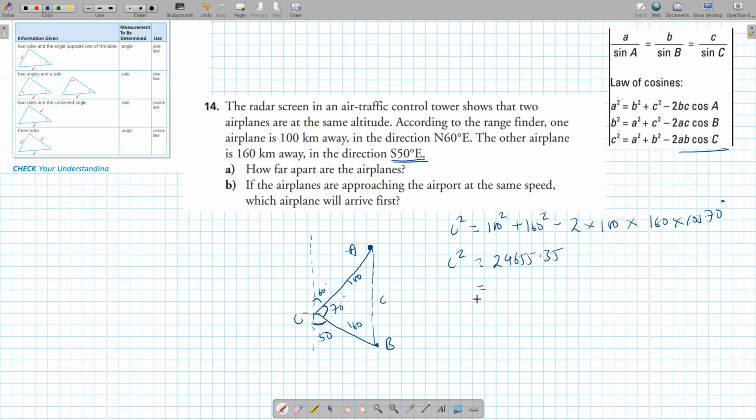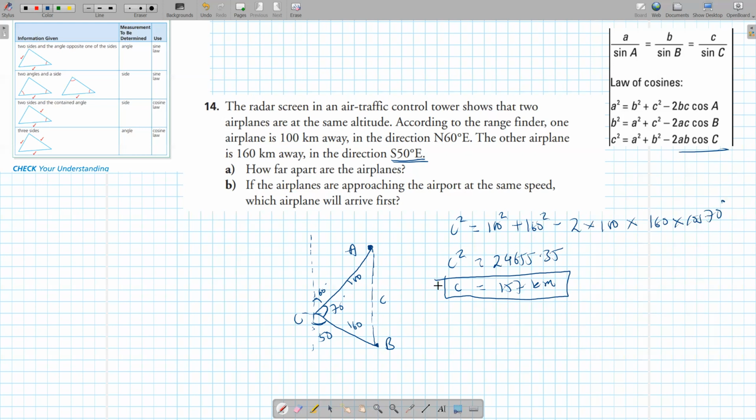How do we find c? You square root the number. That's going to be 157 kilometers. And there we go. They're 157 kilometers apart, plane A and B. So that's the answer to part A.